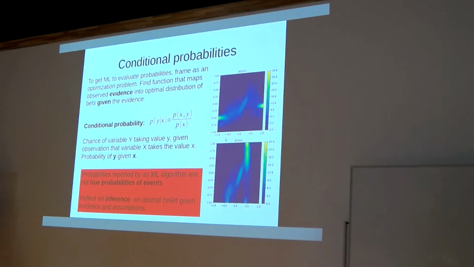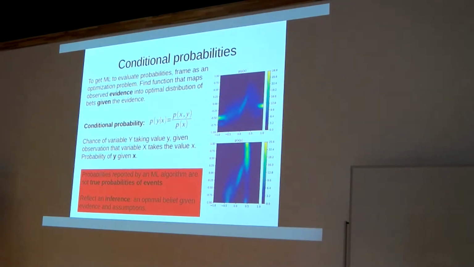So it's important to note that when you have a machine learning algorithm or something do an inference like this, it's not actually telling you the first kind of probability, which is the actual true probability associated with the generating process. It's telling you an inference. So it's a best belief given the evidence that it has, and that evidence includes the training set and the methodology and selection of the algorithm and all of that.